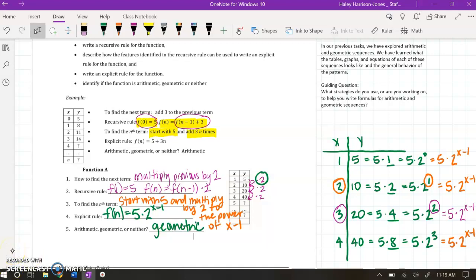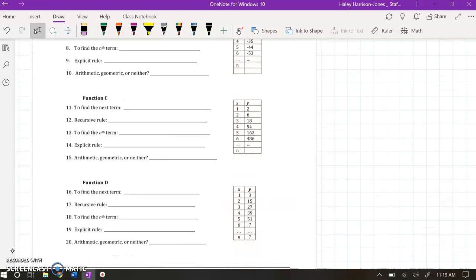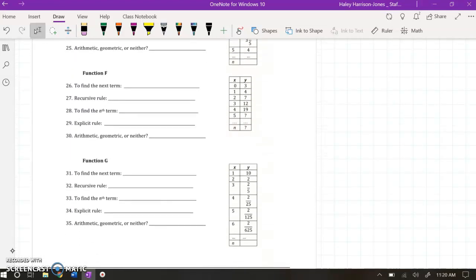Your task today is to work on the other functions on your own or with your small groups.